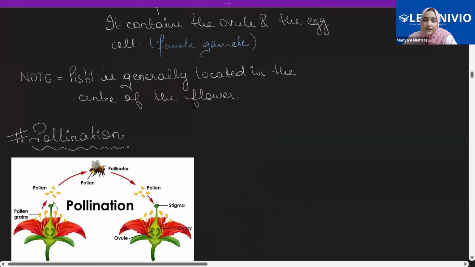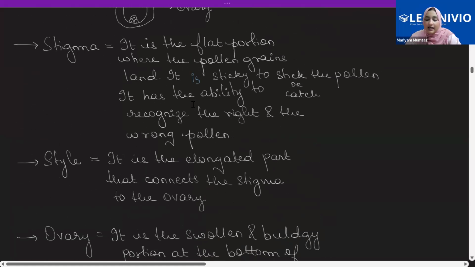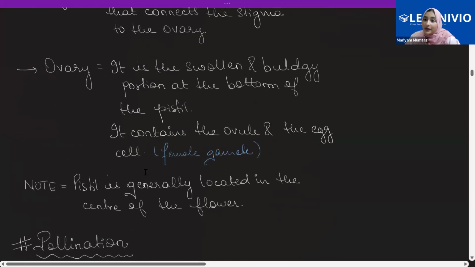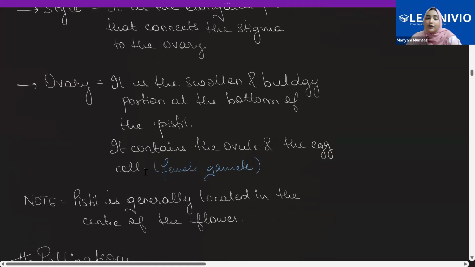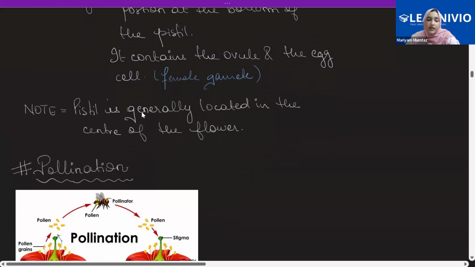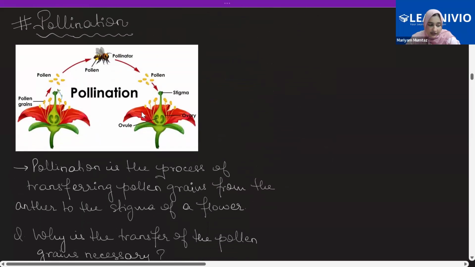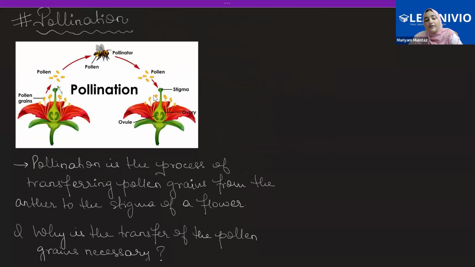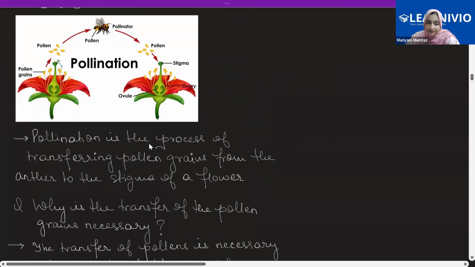So in the previous class, we saw the different parts of the male and the female reproductive systems. We also saw that after the formation of gametes is done, the gametes have to physically meet in order to fuse, right? And that is done by the process of pollination. Pollination is a process in which, after the male gamete is formed, it gets released from the pollen and gets transferred to the stigma so that they can fuse. This process of transferring is called pollination.